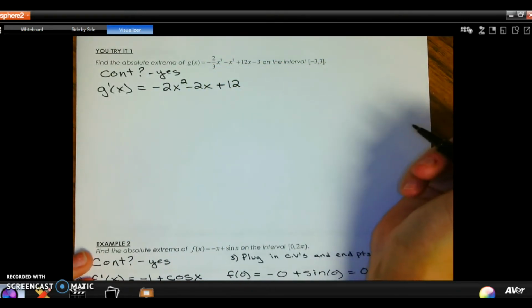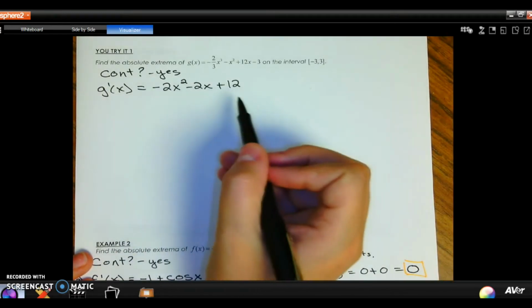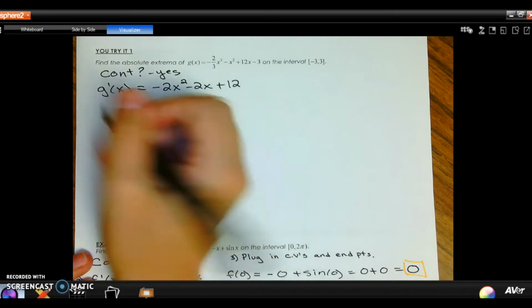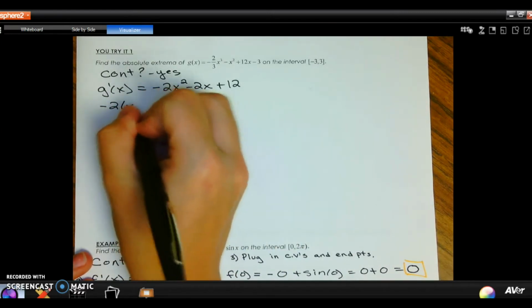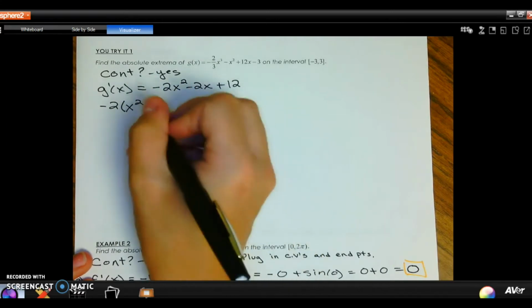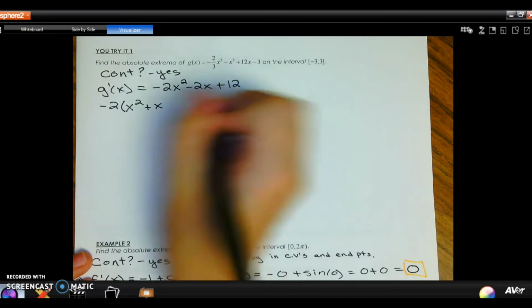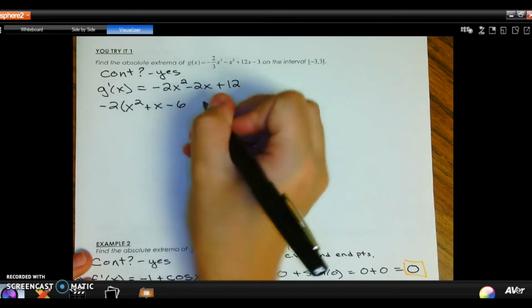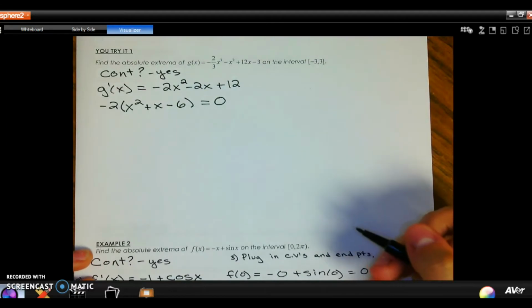Then we're going to have to set that derivative equal to 0. If I set this equal to 0, I know I'm going to have to factor, so I'm going to pull out a -2 at the same time. So I'm going to say -2 times x squared plus x, and this divided by that would be a -6. And I'm setting that equal to 0 because I know that a critical value occurs when the derivative equals 0.